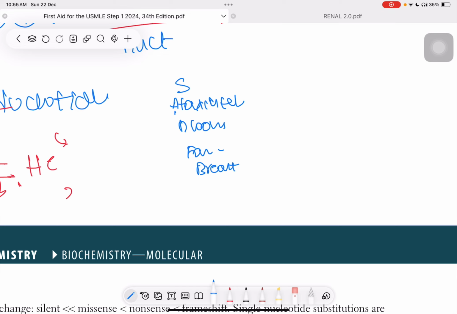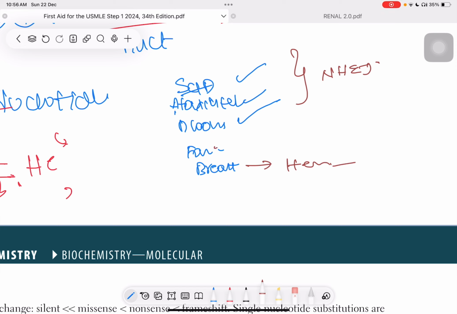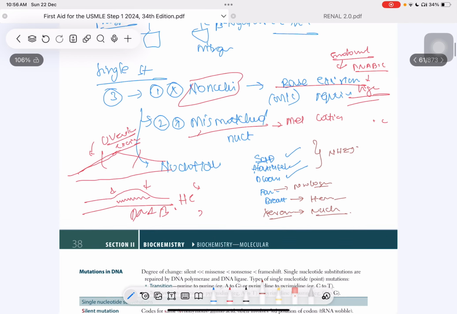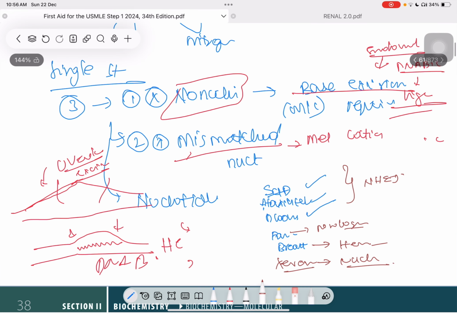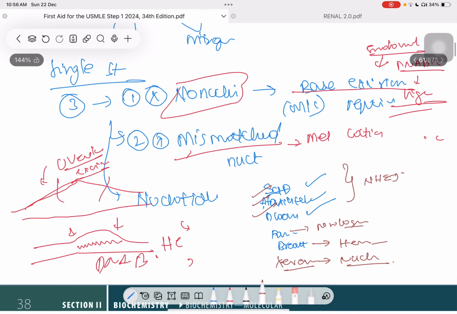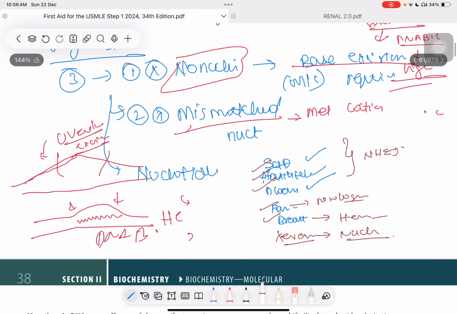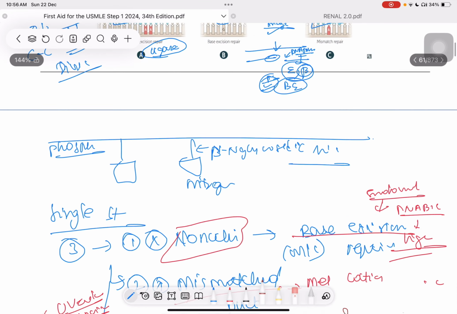SCID. See, ataxia telangiectasia, Bloom syndrome, and SCID are all linked to non-homologous end joining repair defects, whereas your breast and ovarian cancers are linked to homologous recombination repair. Your Fanconi's anemia is also linked to homologous DNA repair. Your xeroderma pigmentosum is linked to nucleotide excision repair. So: SCID, ataxia telangiectasia, Bloom syndrome, non-homologous end joining; Fanconi's anemia, breast cancer, homologous end joining; xeroderma pigmentosum, nucleotide excision. That's it.